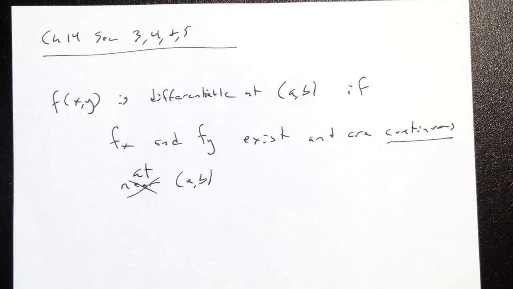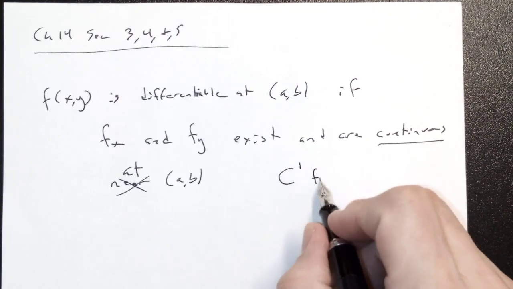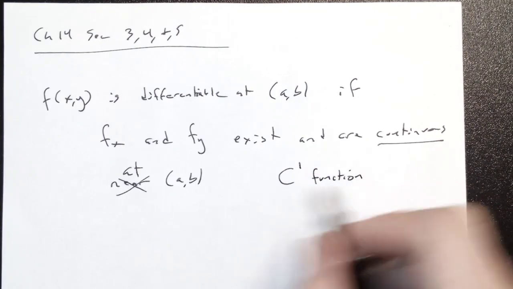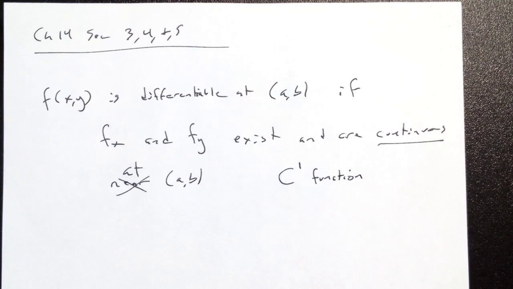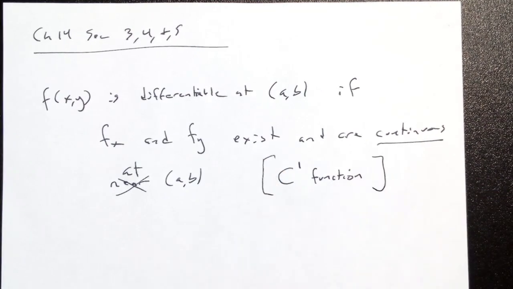And then I gave this a title. I said, this is what it means to be a C1 function, to be continuous in the first derivative, meaning the derivatives have the same value. I don't care about the numbers. I just care that the derivatives themselves are continuous.